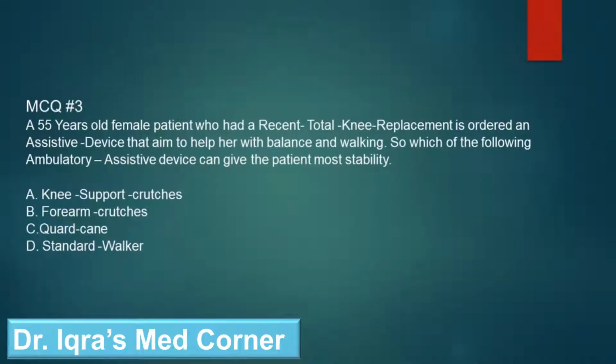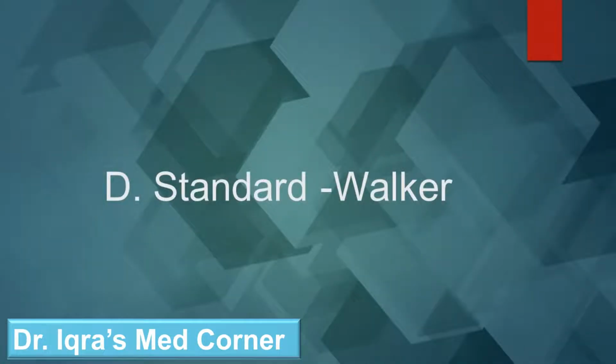Moving toward the next scenario. A 55-year-old female patient who had a recent total knee replacement is ordered an assistive device that aims to help her with balance and walking. Which of the following ambulatory assistive devices can give the patient more stability? Option 1, knee support crutches. Option 2, forearm crutches. Option 3, quad cane. And option 4, standard walker. And the correct answer is option D, standard walker.